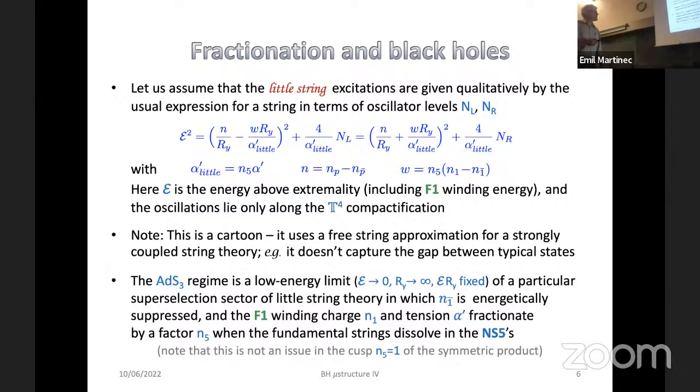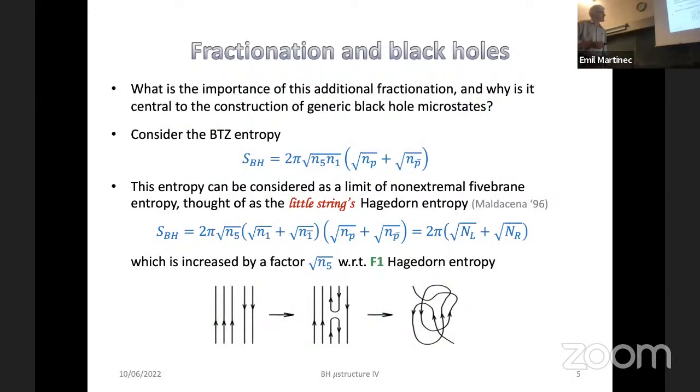And so you can check if you take this formula, you plug it into the Hagedorn entropy formula, you just recover this expression. Basically, what you're doing by taking Ry to infinity is making the energetic cost of the anti-winding strings very large. And so the system wants to saturate on having as little string winding as possible, which is say n1 bar equal to 0 and n1 being what it's required to be by the superselection sector.